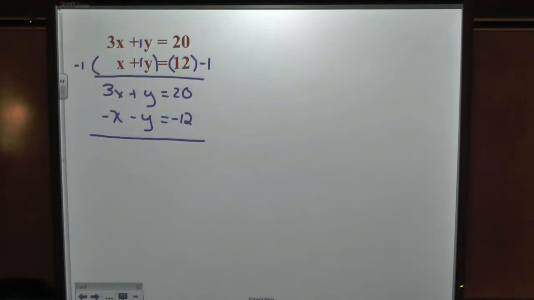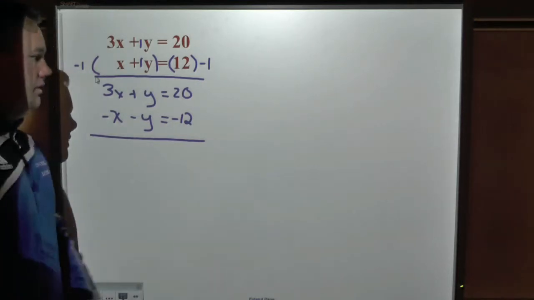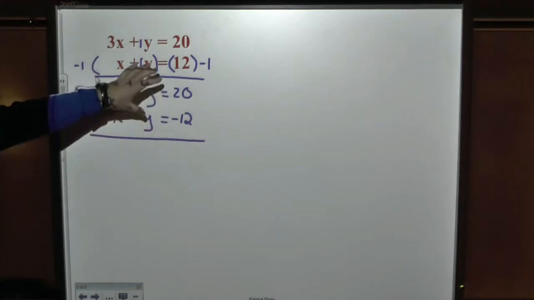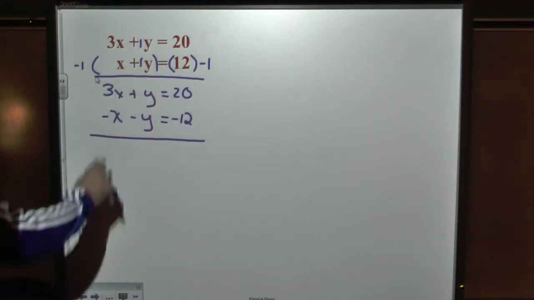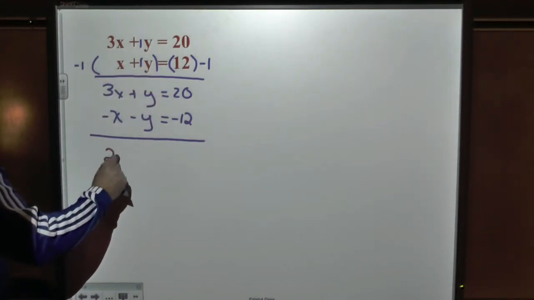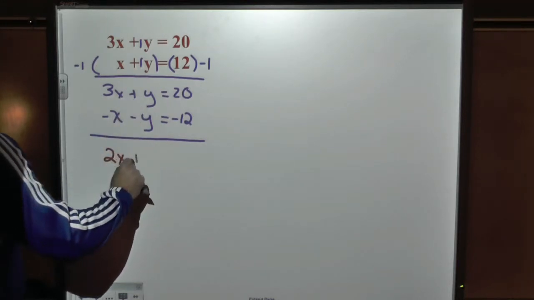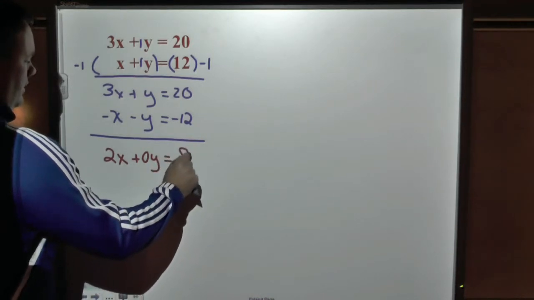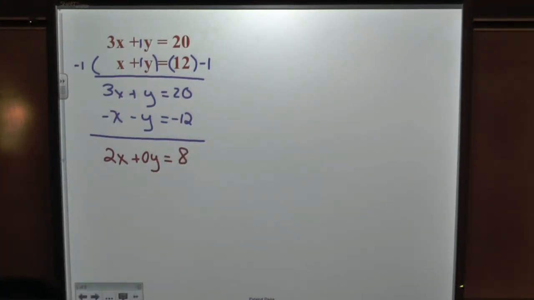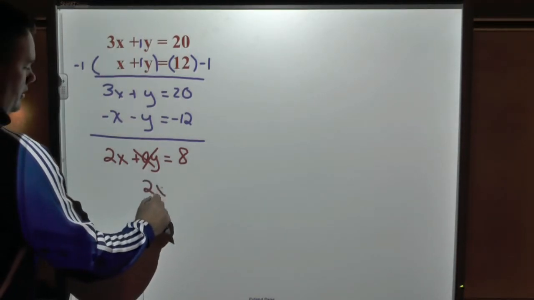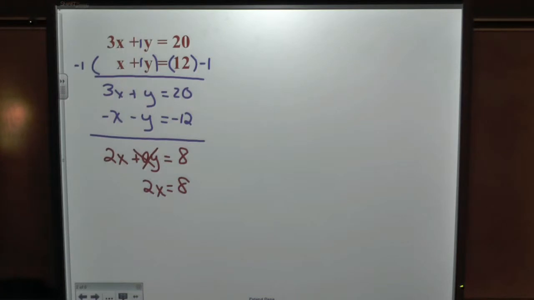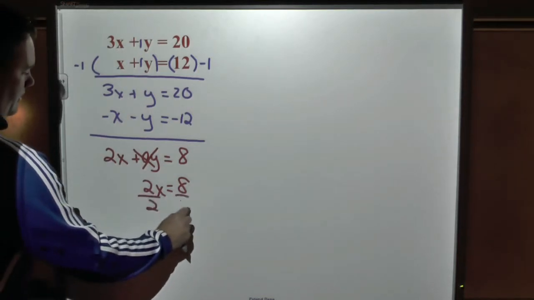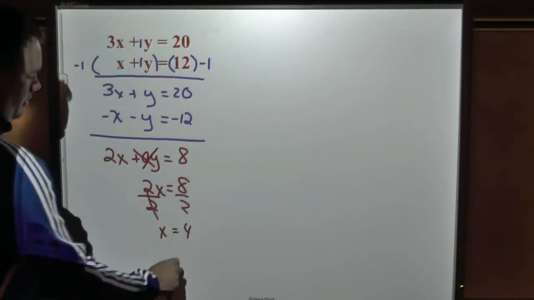And we just do the same thing every time with this one. At this point, we just add straight down. This goes back to our regular step, what we did on the first day. 3x and -x is 2x. y and a -y is 0. And 20 and a -12 is 8. 0 times y is 0, it's gone. You've eliminated y. Now you're just down to 2x equals 8. Divide both sides by 2. Your x coordinate is 4.